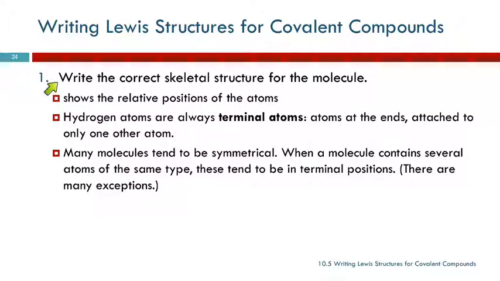So first we write the correct skeletal structure. That is, how do the atoms connect to each other? So some guidelines, because this can be sort of an iffy guessing game. The hydrogen atoms are always terminal, meaning they're on the ends. Hydrogen has one electron to share. It always makes one bond. So it can't be in the center of a molecule where it would have to form two or more bonds. It's just too small. It can't do that. So hydrogen's always on the outside of our structure.